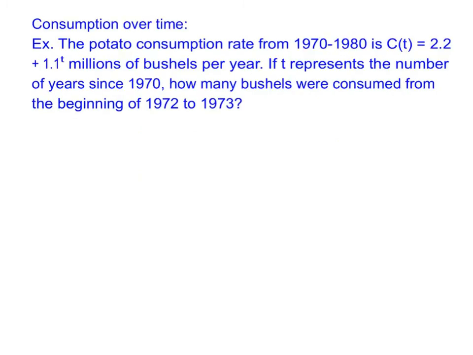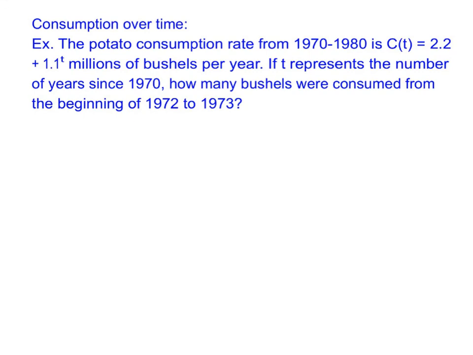So here's one final example about consumption over time. So once again, using the definite integral to model the consumption rate, or model a rate of change over time. And so from 1970 to 1980, the consumption rate of potatoes, and it could be anything, it just happens to be potatoes this time. You can fit anything in here. But here it is modeled by this equation, in millions of bushels per year. T represents the number of years since 1970.